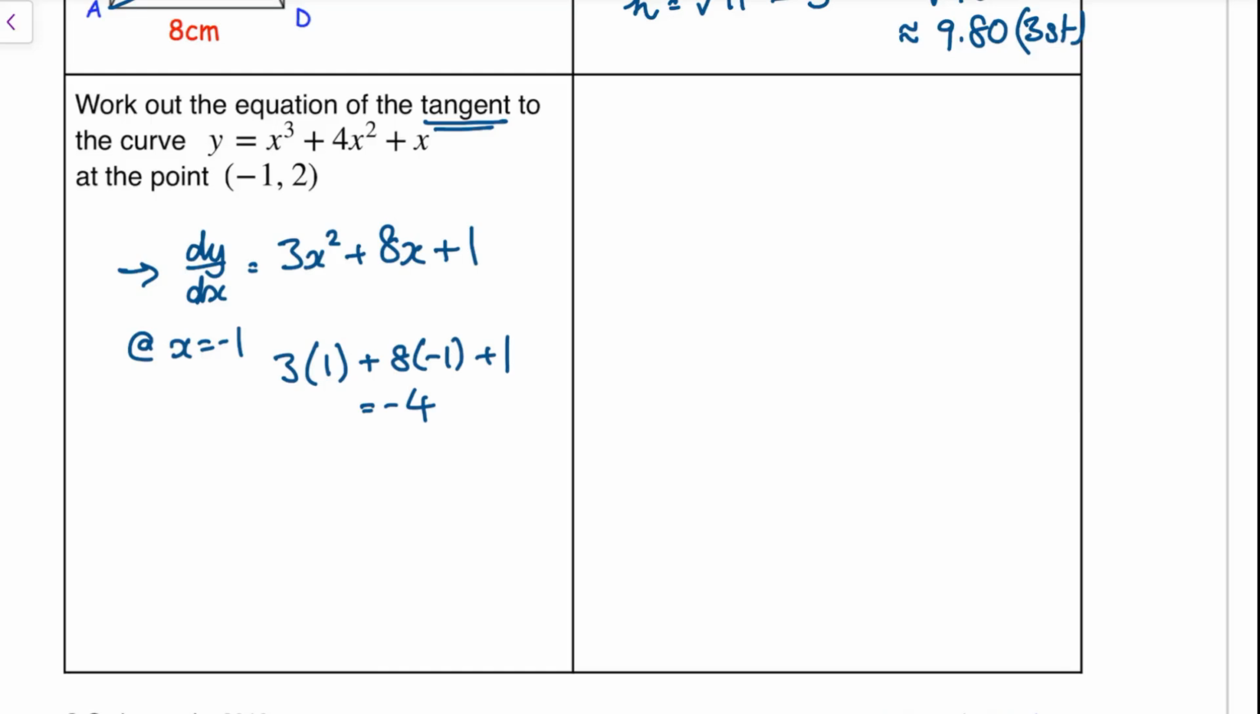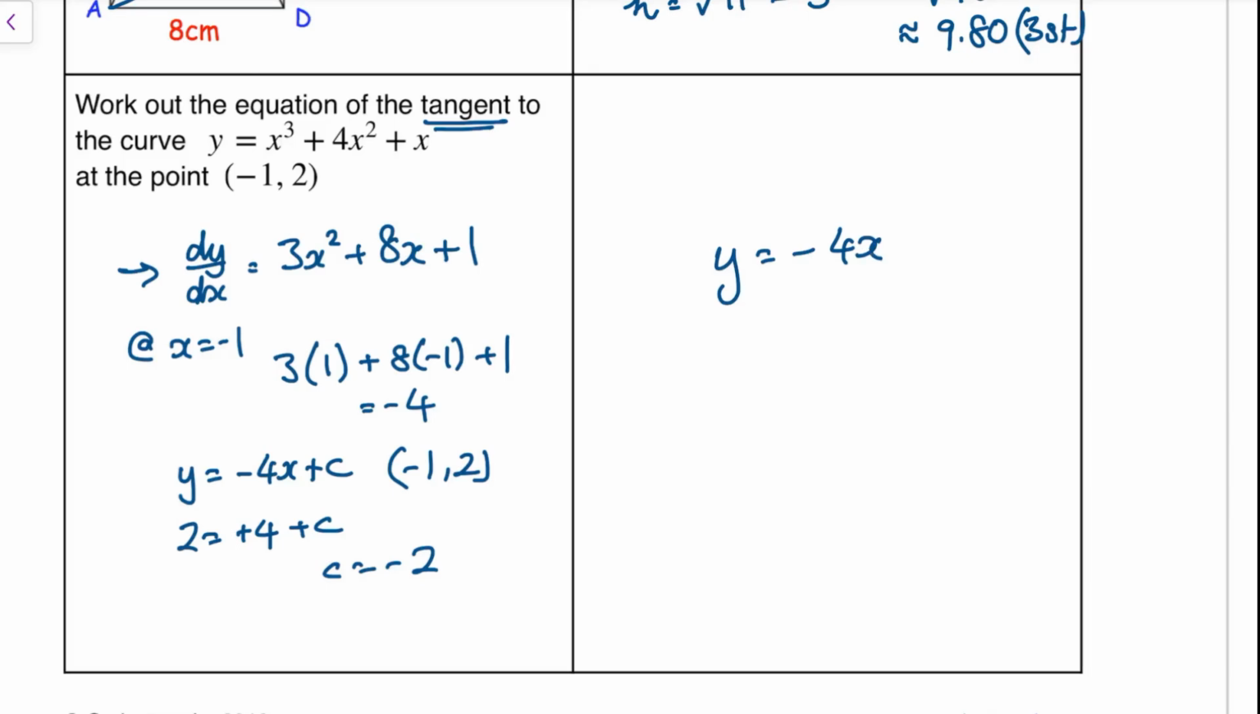I want the equation of a tangent, so I want the equation of a line. So I could say y equals minus 4x plus c. Use minus 1 and 2. So that means that 2 is equal to minus 4 times minus 1, which is plus 4, plus c, which means that c is minus 2, and my answer is going to be y equals minus 4x minus 2.